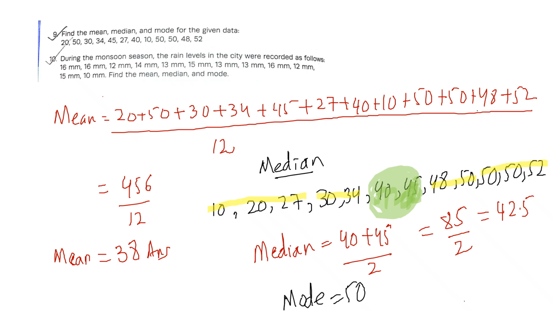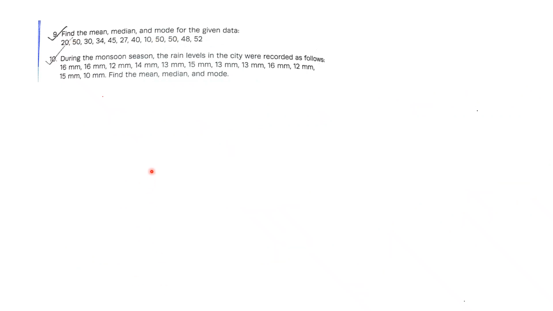Simple, because 50 is appearing the most. Okay, so you have 50 here, you have 50 here, you have 50 here. 50 is appearing 3 times, so it will be the mode. Okay, we are done with question 9, and question 10 is very similar to question number 9. You have to do it in the same way to find the mean, median, and mode.